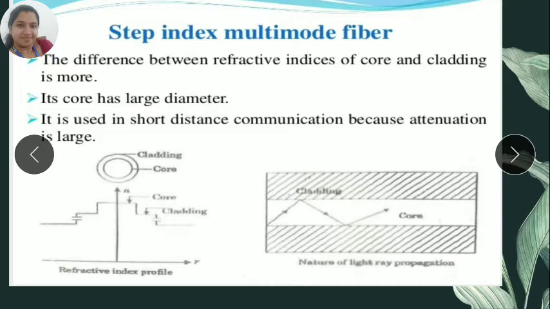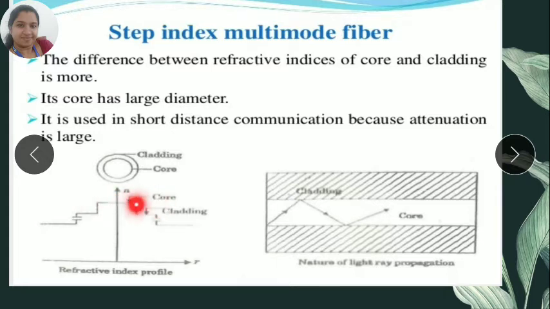We use step index multi-mode fiber, and this diagram represents the step index refractive index profile of multi-mode fibers. Here compared to single mode, this has a large value because the size of core is large here. If we consider the size of single mode fiber, the size of core is comparatively big.